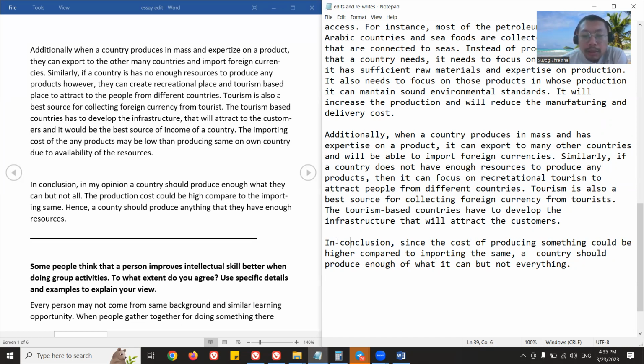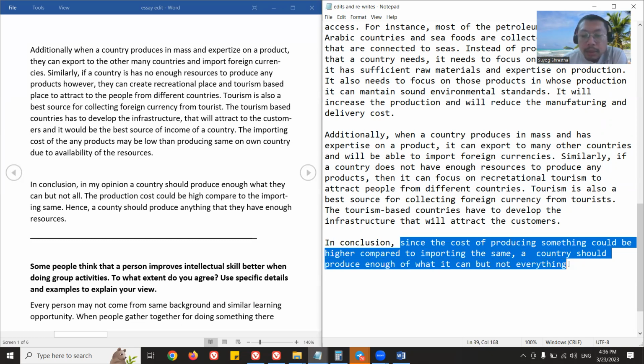Now how good does this sentence read. In conclusion, since the cost of producing something could be higher compared to importing the same, a country should produce enough of what it can, but not everything, right?